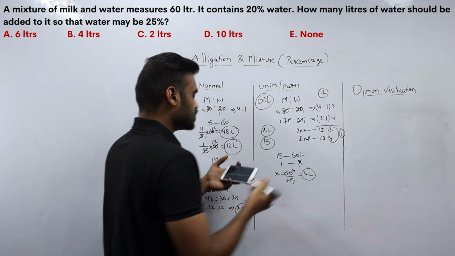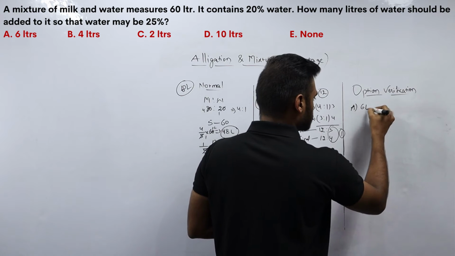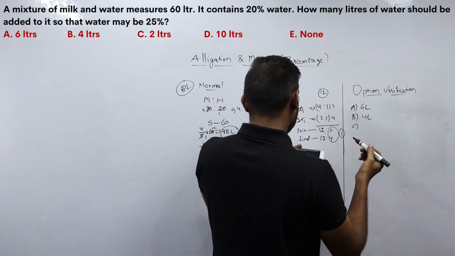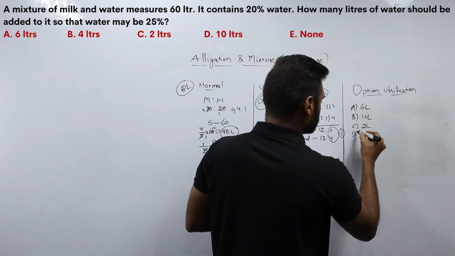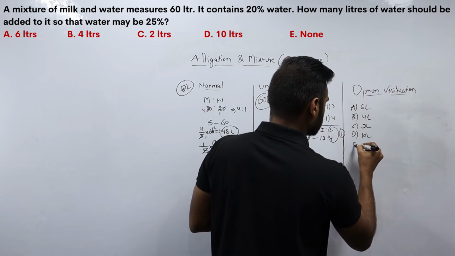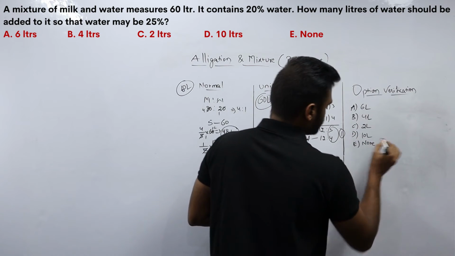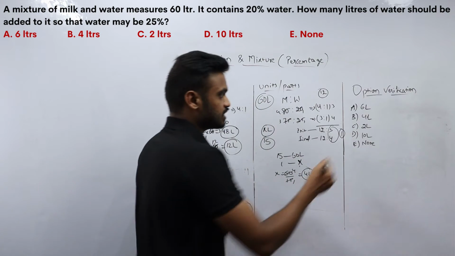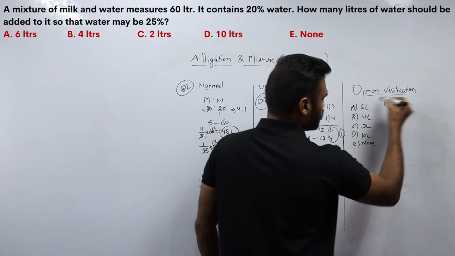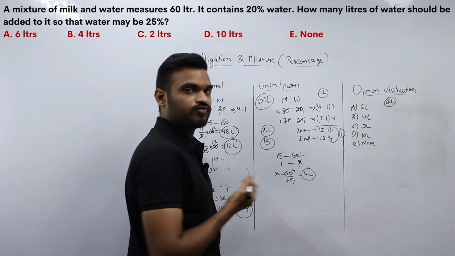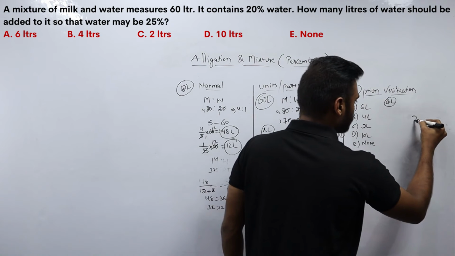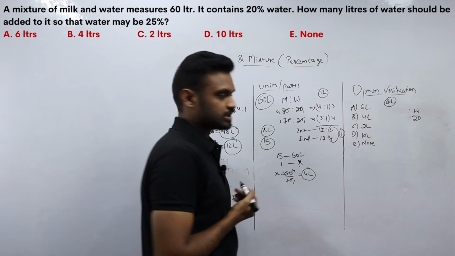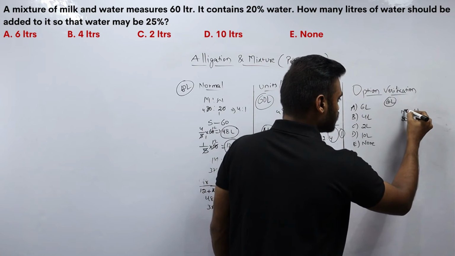See here, the options provided are A, that is 6 liters, B, 4 liters, C, that is 2 liters, D, that is 10 liters, and E is none. Okay. Now see here, they are telling us the total amount of mixture initially is 60 liters. In this 60 liters, the amount of water is 20%. Now what is the percent remaining? That is 80%, right? So 80% will be milk.